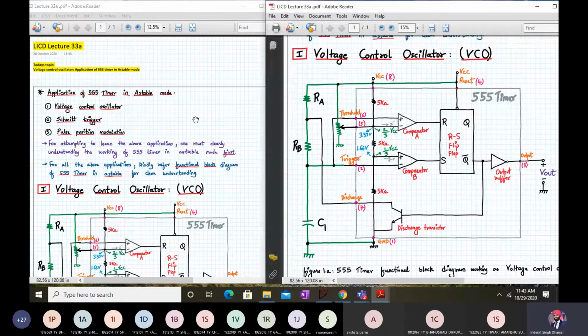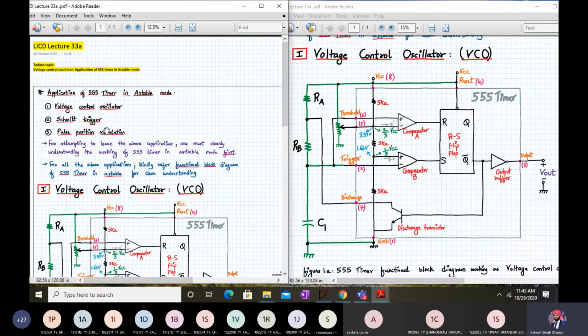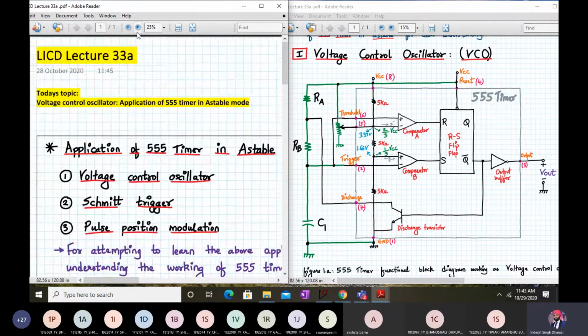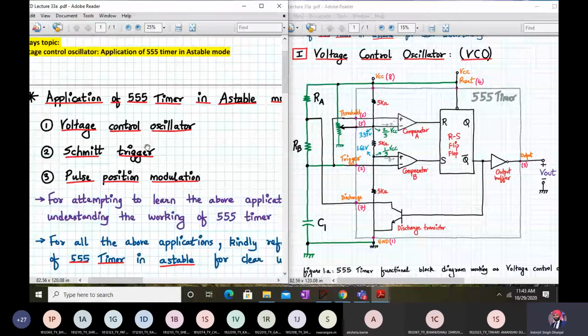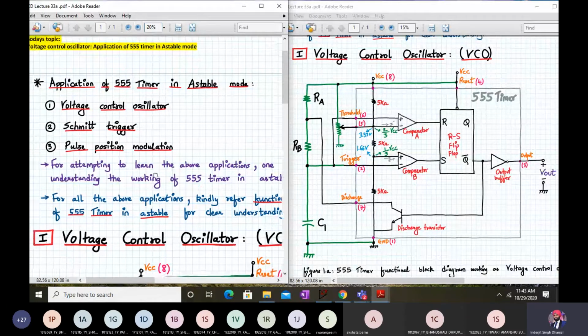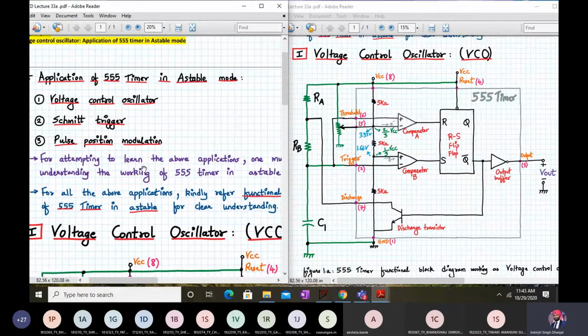So the very first application is, there are three applications basically. The voltage controlled oscillator, let me just maximize it. There are actually many applications, but we are particularly discussing three of them: voltage controlled oscillator, Schmitt trigger, and pulse position modulation.